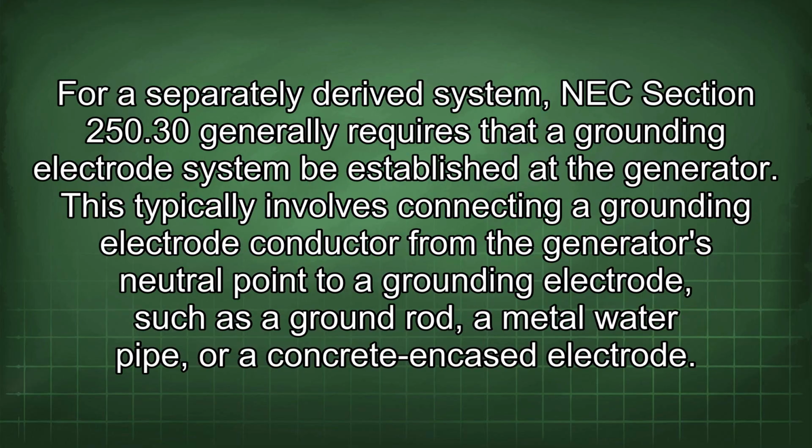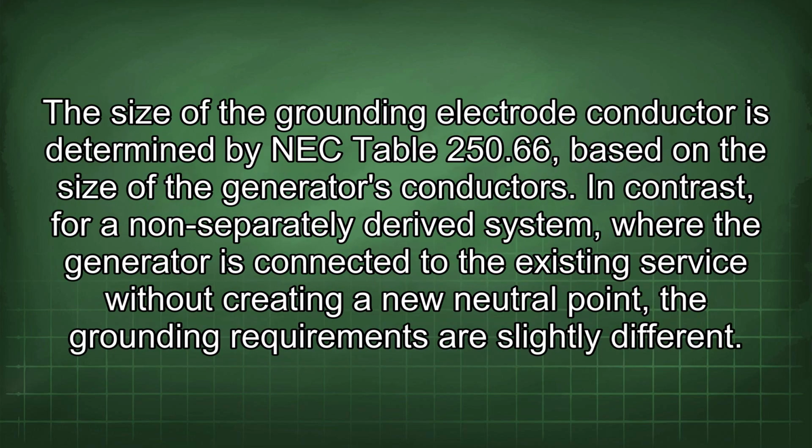When installing a generator, you must adhere to NEC Article 250, which provides detailed requirements for grounding and bonding. For a separately derived system, NEC Section 250.30 generally requires that a grounding electrode system be established at the generator. This typically involves connecting a grounding electrode conductor from the generator's neutral point to a grounding electrode, such as a ground rod, a metal water pipe, or a concrete encased electrode. The size of the grounding electrode conductor is determined by NEC Table 250.66, based on the size of the generator's conductors.